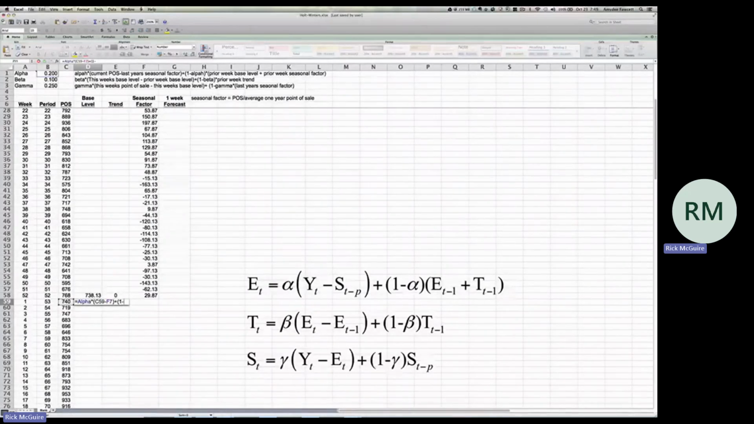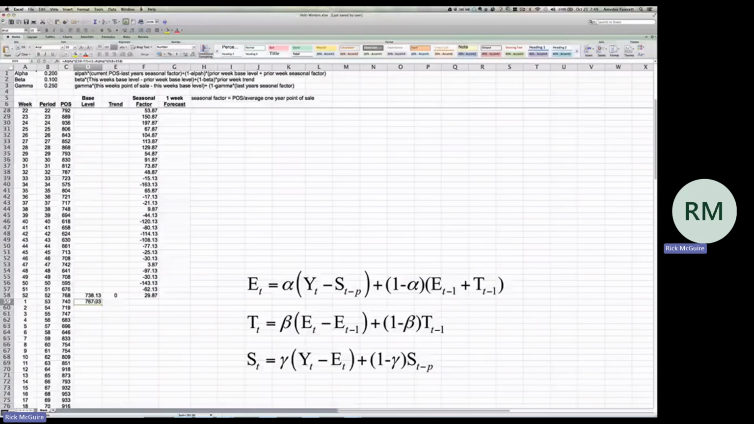Now I'll come up with another way of doing the same thing, and of course I'll again apply the weighting factor 1 minus alpha in this case. The alternative way of estimating the current period base level would be to simply take the prior period base level of 738.13 and add to that the prior period trend component, which was 0 in this case. Again, what I'm doing is finding two different ways of estimating the current period base level, and I come up with a weighted average with alpha being the weighting factor. So right now, our base level would then be 767.93.